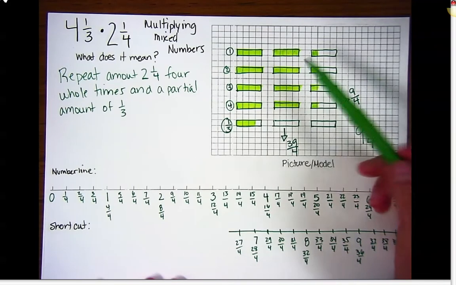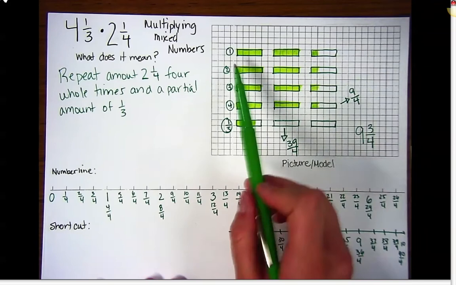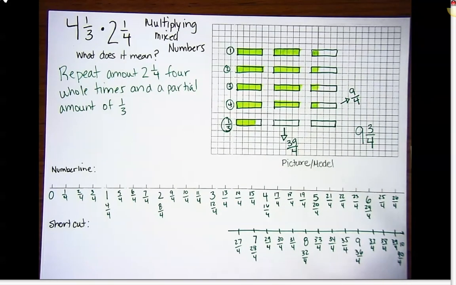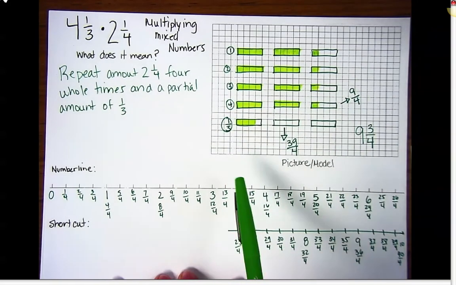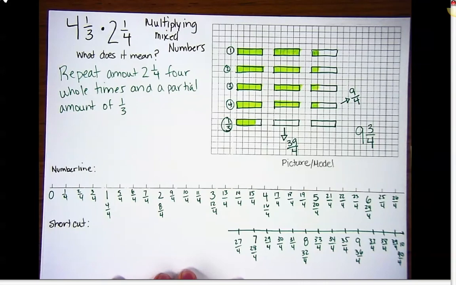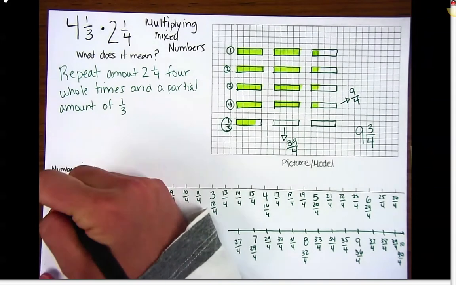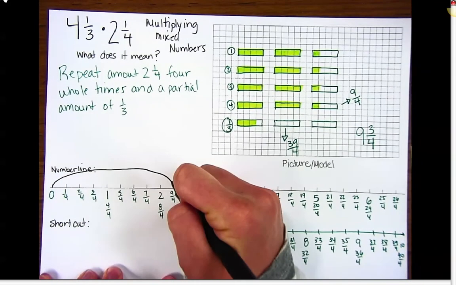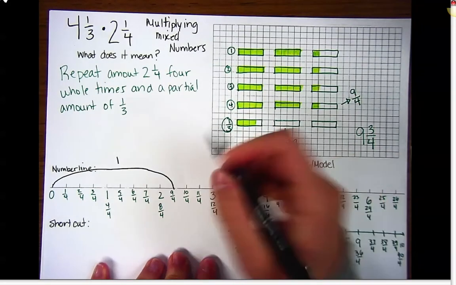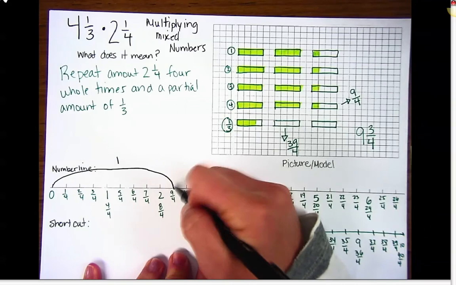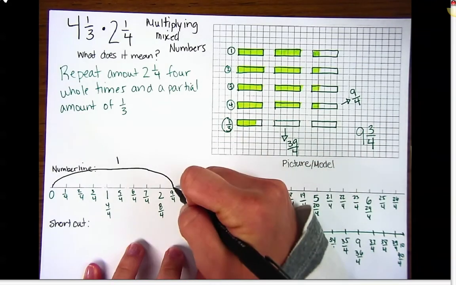Well, I know that each of these is going to be 9/4 because I showed it up here. So my first option is that I could count by 9/4 pieces for 4 whole, and then a third of that will give me my last little bit. So this is one option. So 1, 18/4 gives me 2.